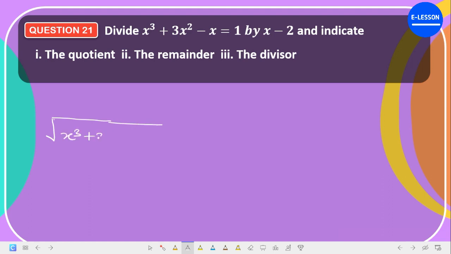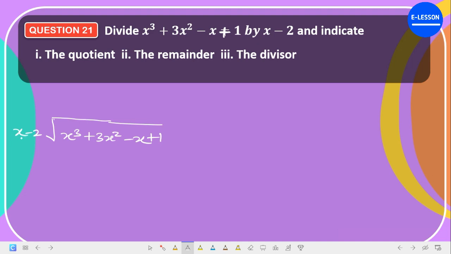x cubed plus 3x squared minus x. Are we getting it? Minus x. This cannot be equal to 1. Now this is plus 1. So we have plus 1. Divide by what? x minus 2.